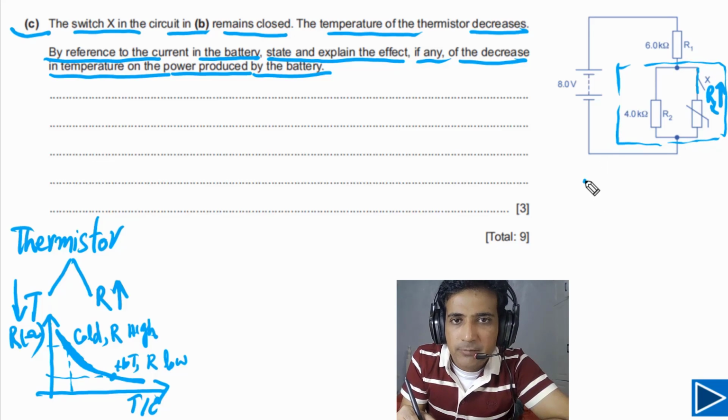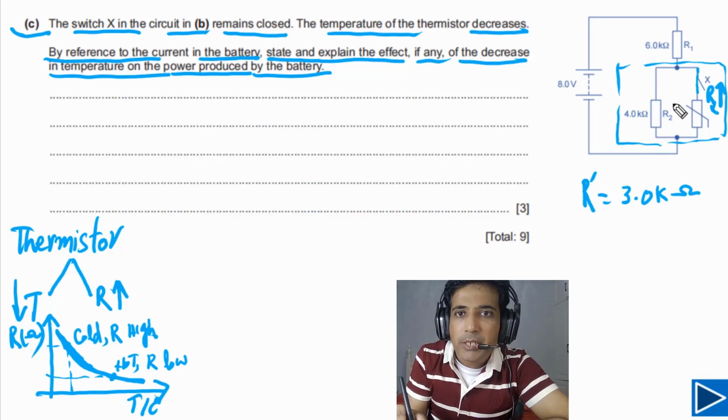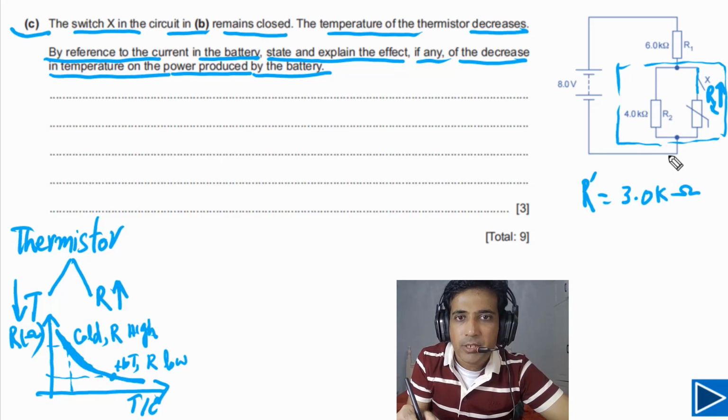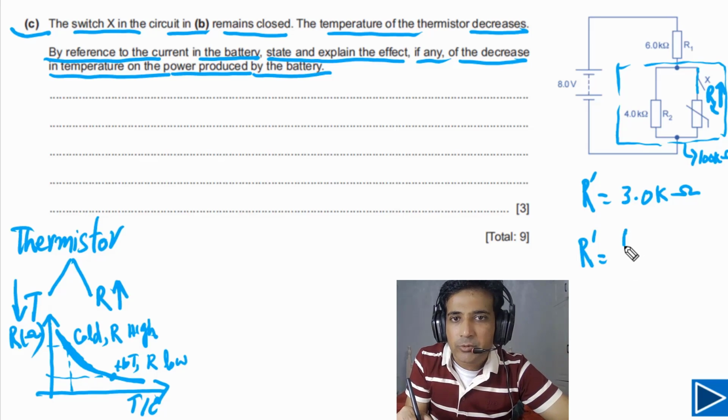In the previous part, we calculated R prime. We said the total resistance of these two resistors is R prime, and that was equal to 3.0 kilo ohms. Now imagine that this resistance has increased. So we can simply find out from here. Let's say this resistance becomes 100 kilo ohms. So we can calculate the total resistance.